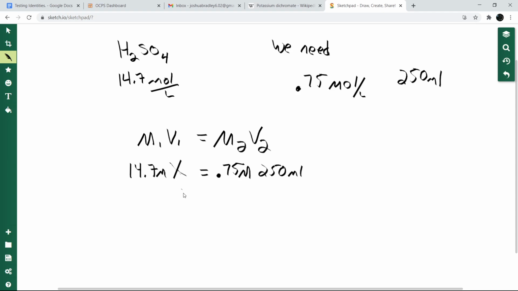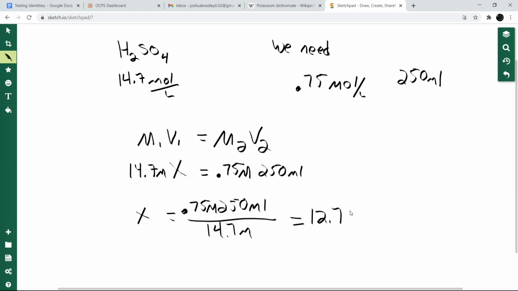We're going to go ahead and isolate our x. We want our x to be all alone and lonely. And we will have 0.75 times 250 divided by 14.7. And it looks like to make this, we will only need 12.755 milliliters of H2SO4. All right.